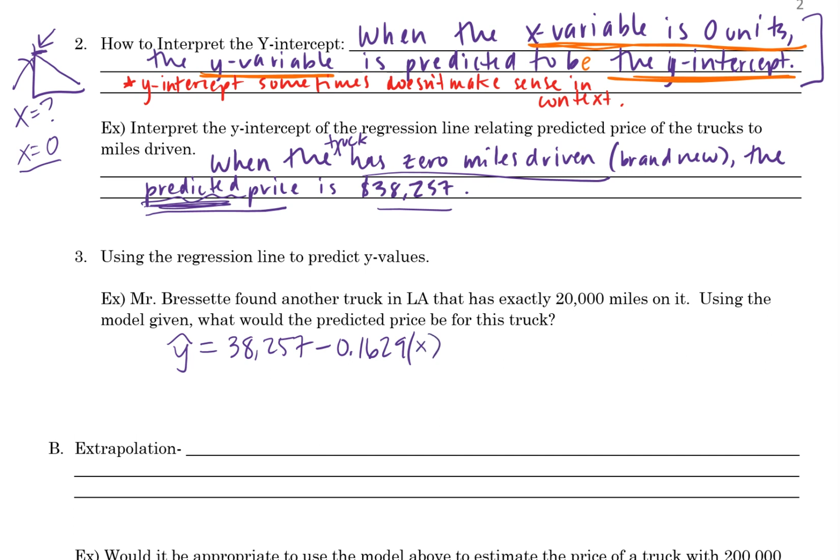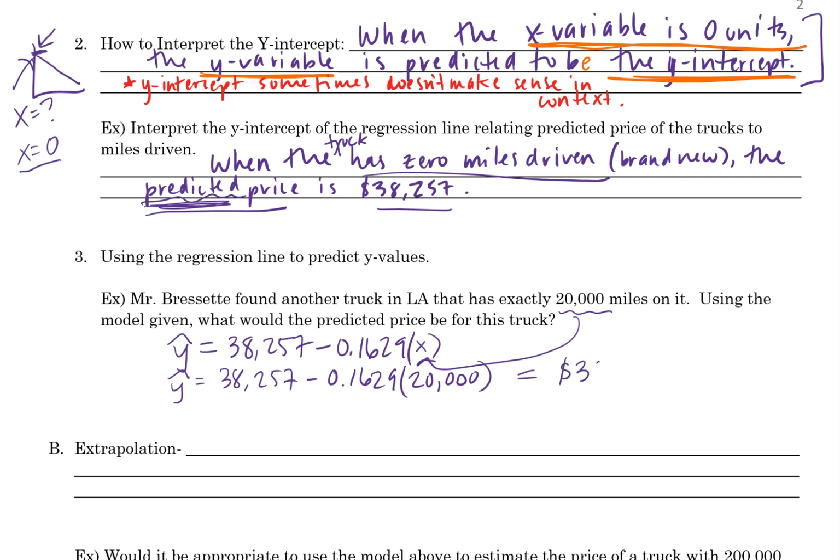Okay, so I have a truck with 20,000 miles on it, and they want to know what the predicted price would be. So what do we do? That's right, kids. You plug in 20,000. That's it. So I'm going to go ahead and do 38,257 minus 0.1629 times 20,000. I'm going to plug that into my calculator to get an answer. So go ahead and pause this. Take a second to do that.